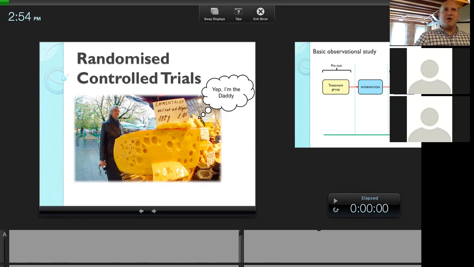But if we want to know whether delivering a treatment is effective, we need to compare that with something else. And we really need to build randomization in there so that we can be sure at the end that if there is a difference, it was caused by the intervention.